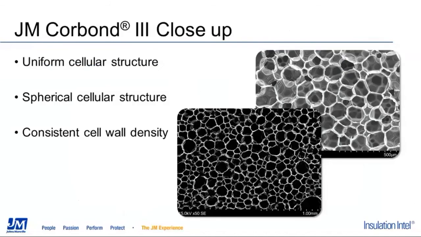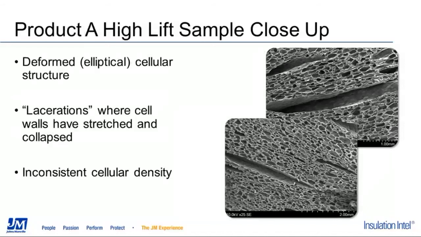JM looked at both foams under a scanning electron microscope to compare the macro scale characteristics to the micro scale. Corbond III has clearly defined uniform cells which are not deformed or broken. This matches up with what we saw in the full-scale image. In contrast, the cells of the high-lift product A have stretched and deformed, enough to break them completely in some places. This is what the buckling seen in the full-scale picture looks like on a cellular level.